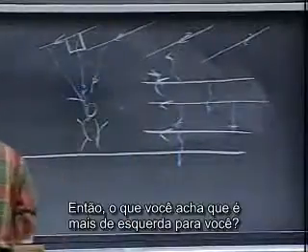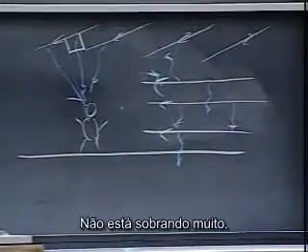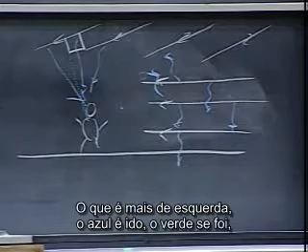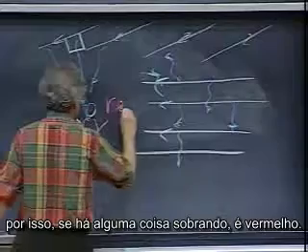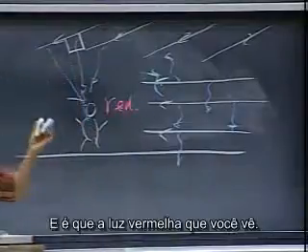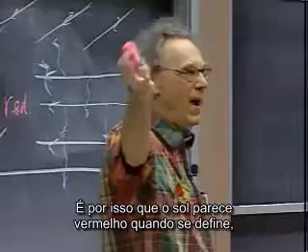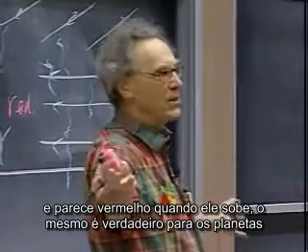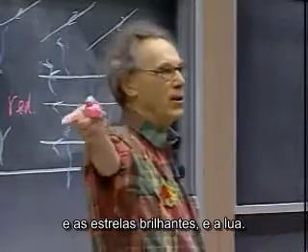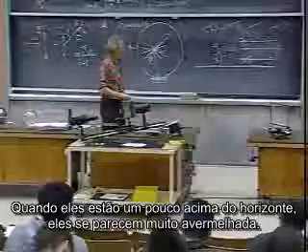So what do you think is left over for you? There isn't very much left over. The blue is gone, the green is gone. So if there's anything left over, it is red. And it is that red light that you see. That's why the sun looks red when it sets, and it looks red when it rises. The same is true for planets and bright stars and the moon. When they're just above the horizon, they look very reddish.